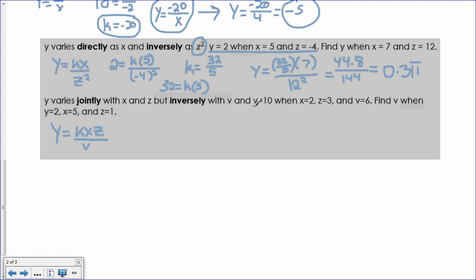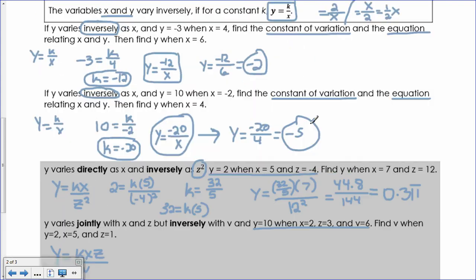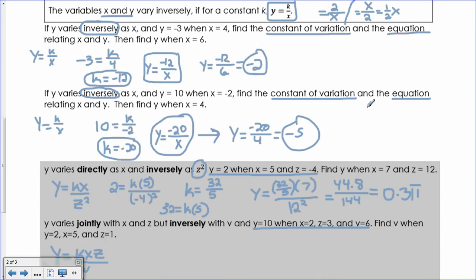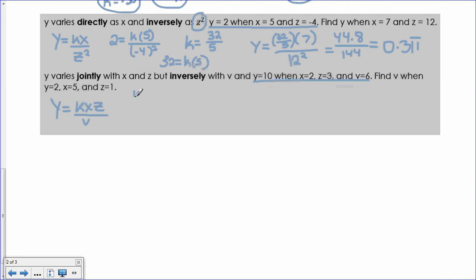Okay. This little bit right here, again, the next thing that they're going to do is give you all the information you need to find k. They give you the information in order of what you would do. Okay, so we're going to use these numbers to find k. 10 is equal to k, x and z is 2 times 3, which is 6. I'm just going to combine those together. And then v is 6.